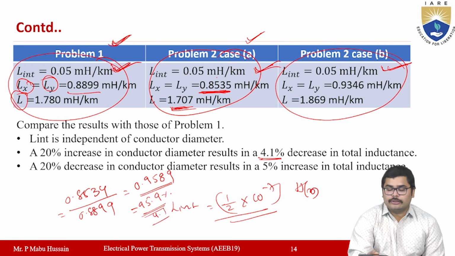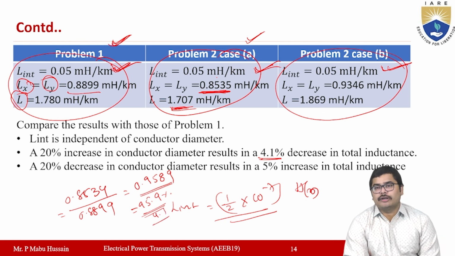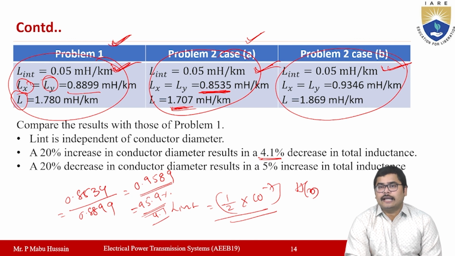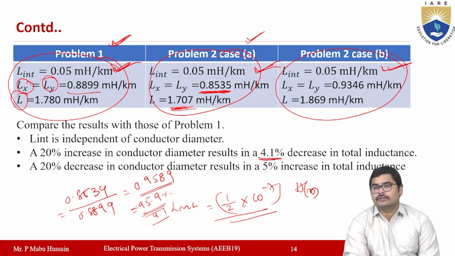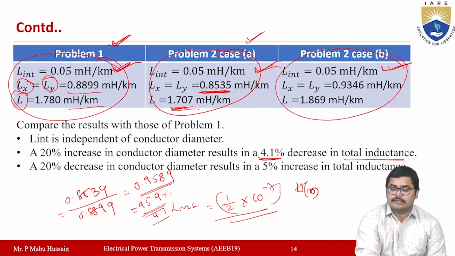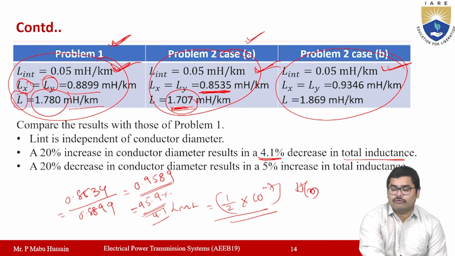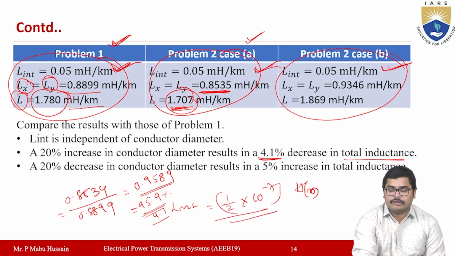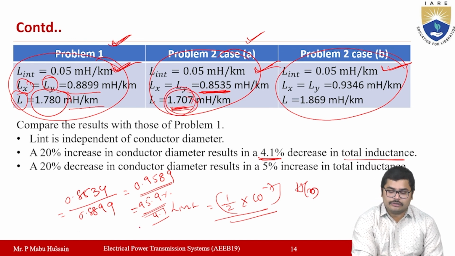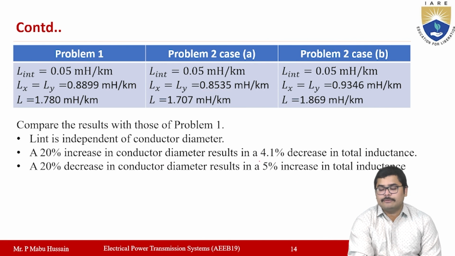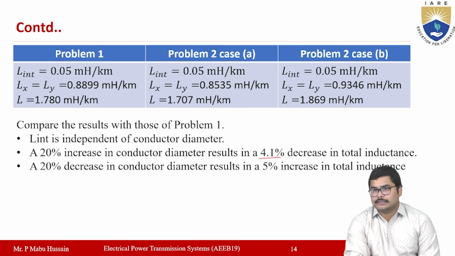Because of the increase in the diameter of the conductor, the inductance value will be decreasing here. If you observe the total inductance also, you will get a decrease. Here you have 1.780, here you have 1.707. So the total inductance also will be decreased by the same percent, 4.1%.